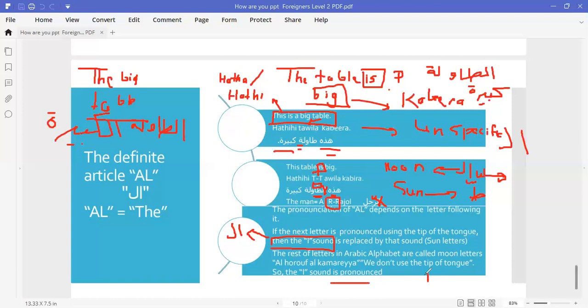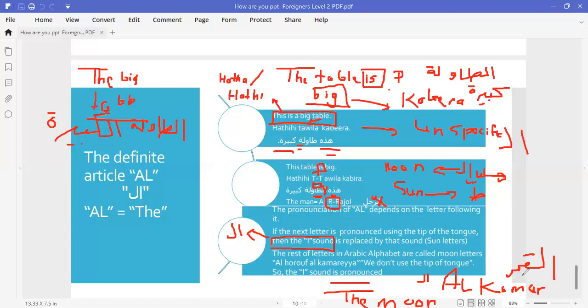This means that with the moon letters you pronounce the al. For example, al-qamar. Let's say al-qamar from al-huruf al-qamariya. So moon letters are al-huruf al-qamariya. Here we have al-qamar, which means the moon, okay? Here we're talking about a specific moon, okay? So that is al.